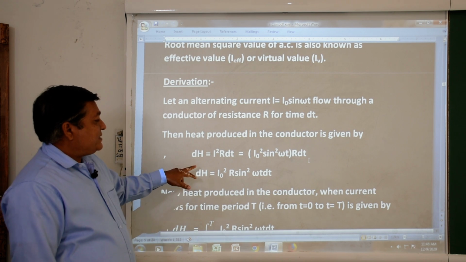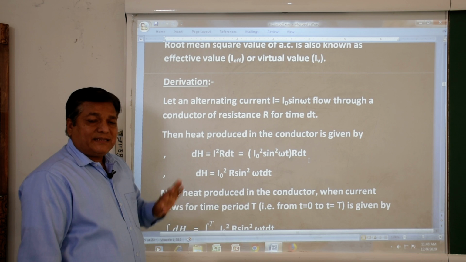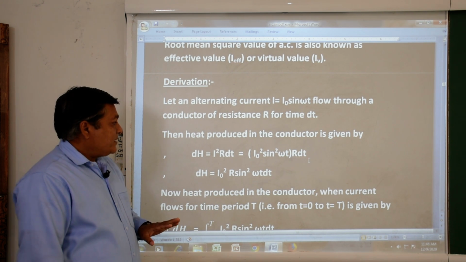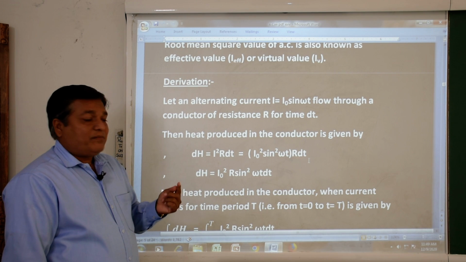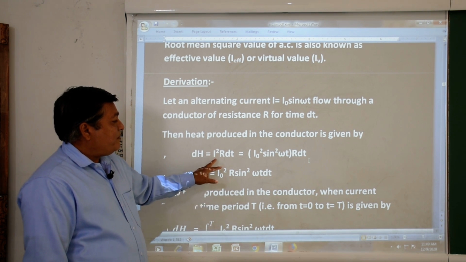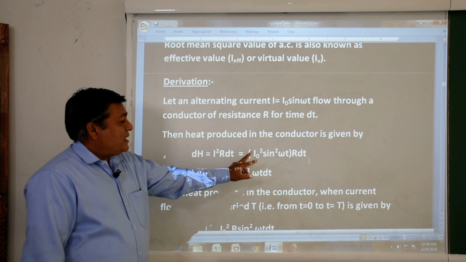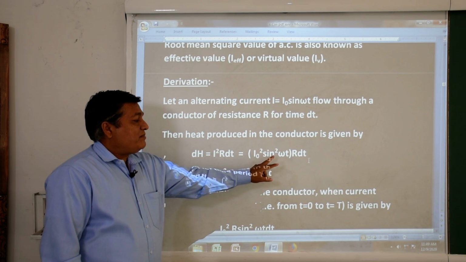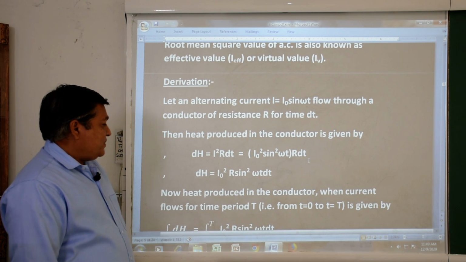We suppose that dH is equal to I square R dt, the heat produced in a conductor. Here the value of I is I naught sin omega t. In place of I we place the value I naught sin omega t, so this expression becomes I naught square sin square omega t into R dt. This is the required expression.